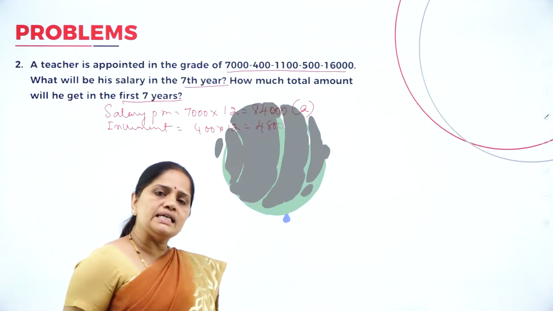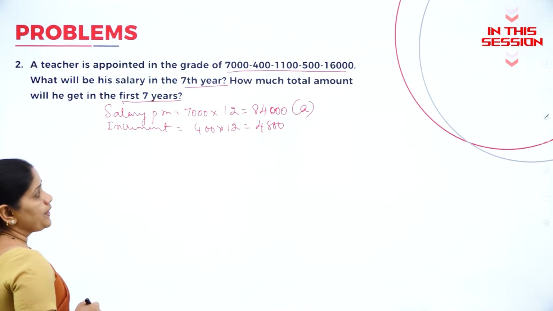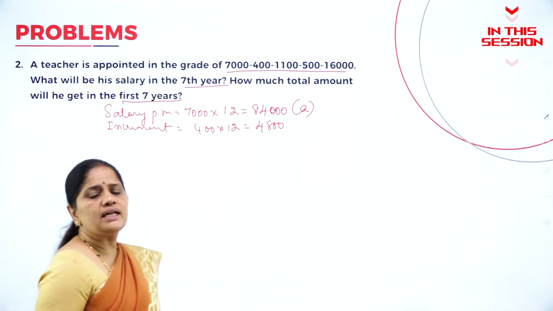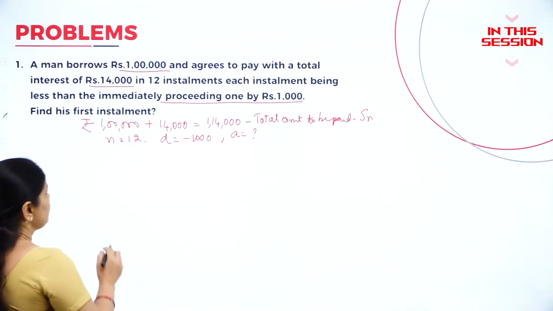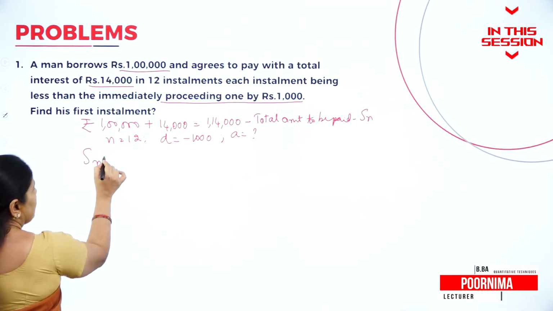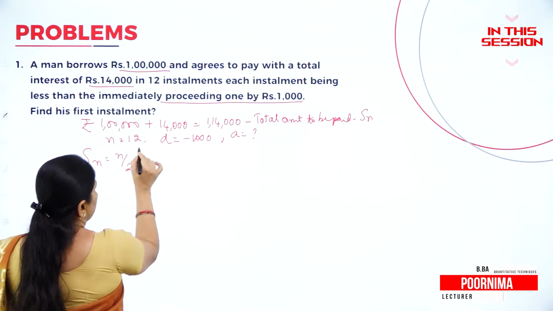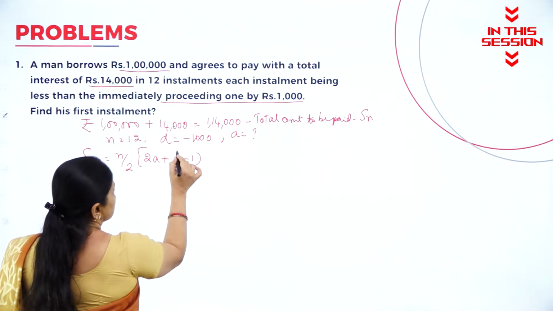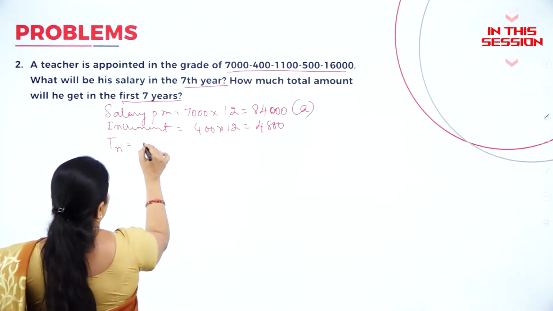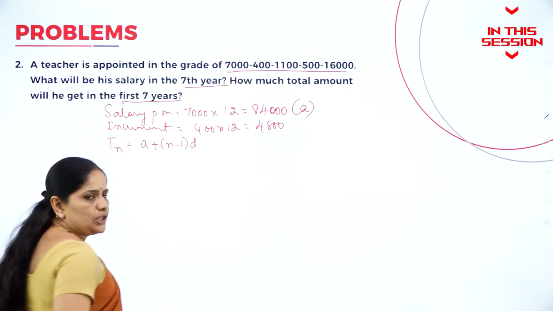He gets an increase of salary up to 4,800. Now, we have to calculate what is the salary drawn in the 7th year. What is the formula here? Sn equals n by 2 into 2a plus n minus 1 into d. Tn equals a plus n minus 1 into d.